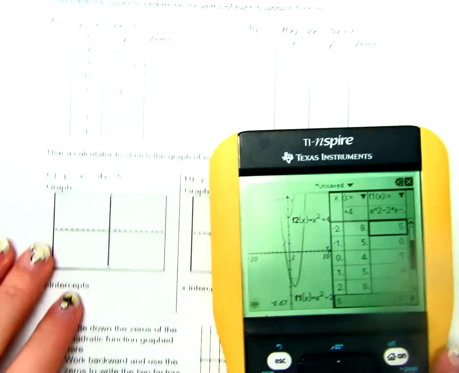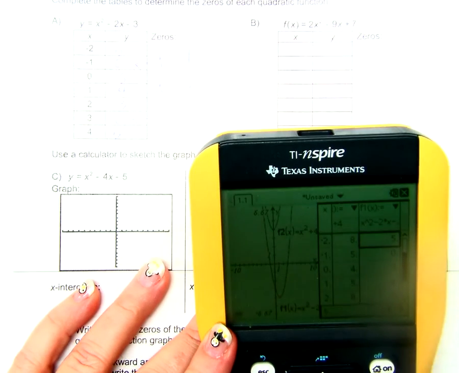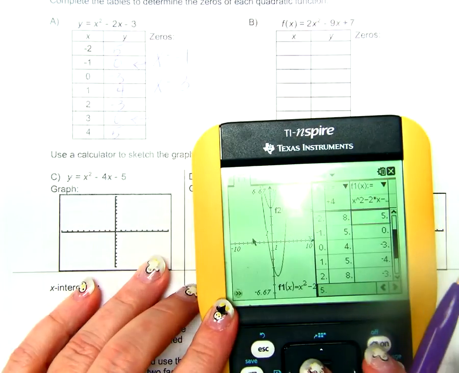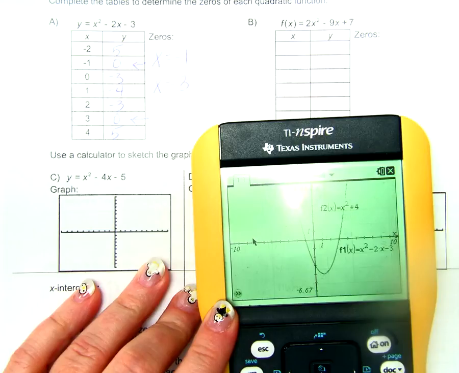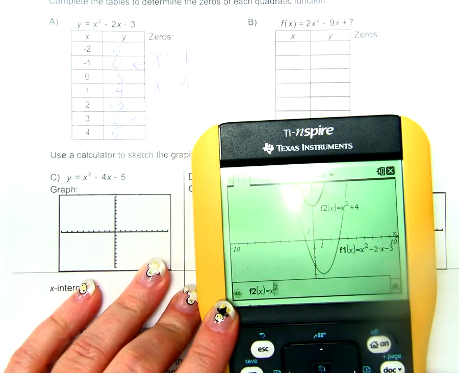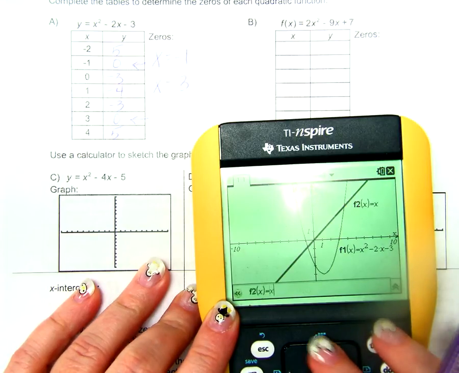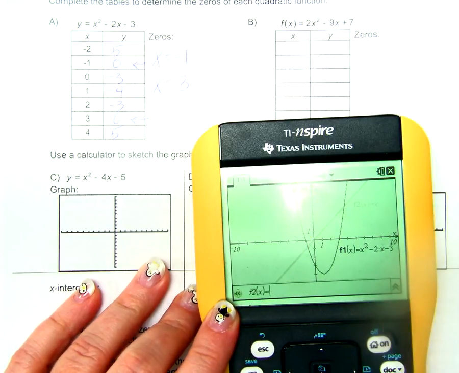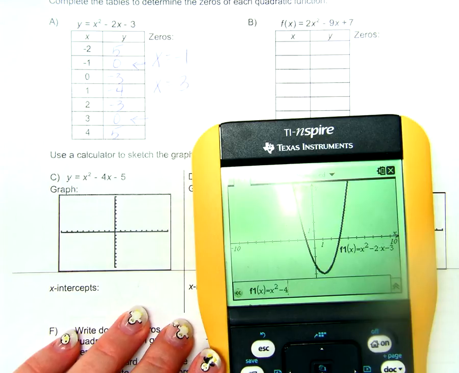Okay, so look at C. I'm going to go back over here, press my enter or my arrow here, and press Control T to make the table go away. Tab. I want that one to go away too. Tab. Why didn't it go away? I don't like that. So I have x squared minus 4x minus 5.